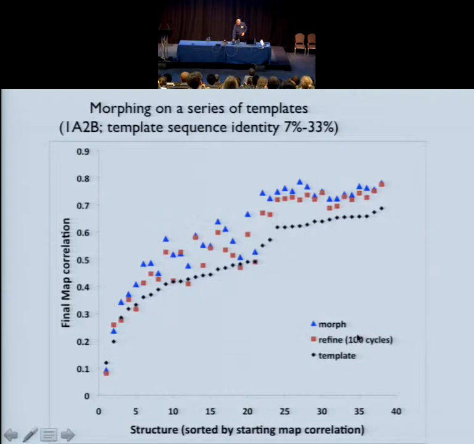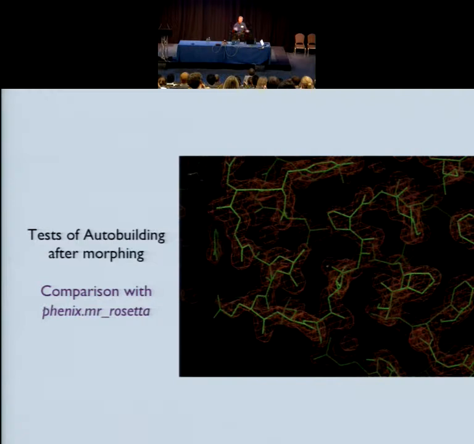And we can also compare morphing with doing MR Rosetta that Frank DiMaio mentioned yesterday. Of course, MR Rosetta takes much longer. It takes about 10 times as long as doing morphing, and morphing takes about 10 times as long as just doing auto building, as doing simple refinement of the main map, sorry. So here's the comparison of that.